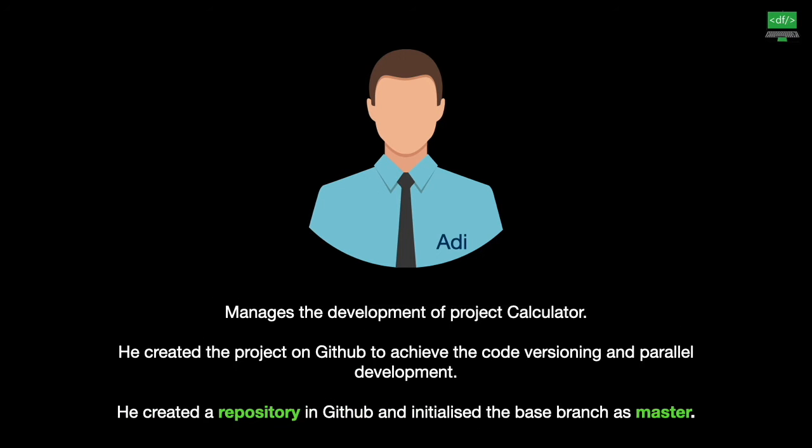Adi manages the development of Project Calculator. He created the repository on GitHub to achieve the code versioning and parallel development and initialize the base branch as master.